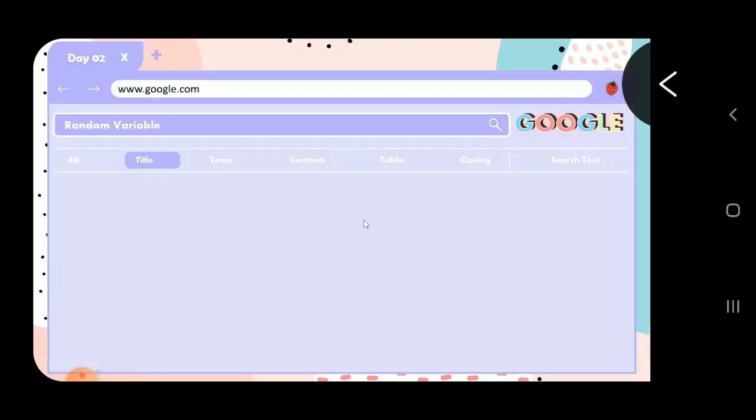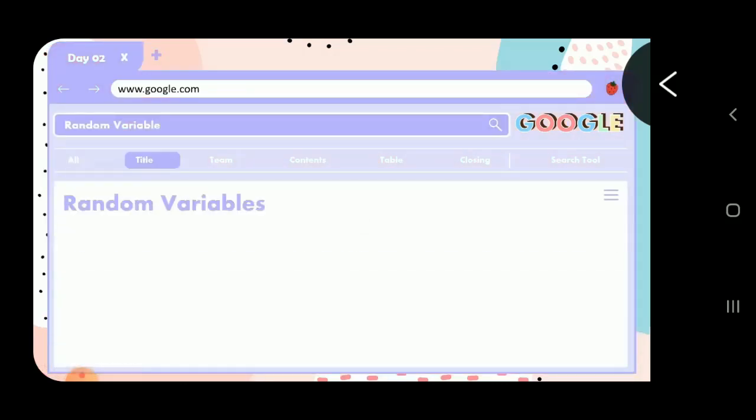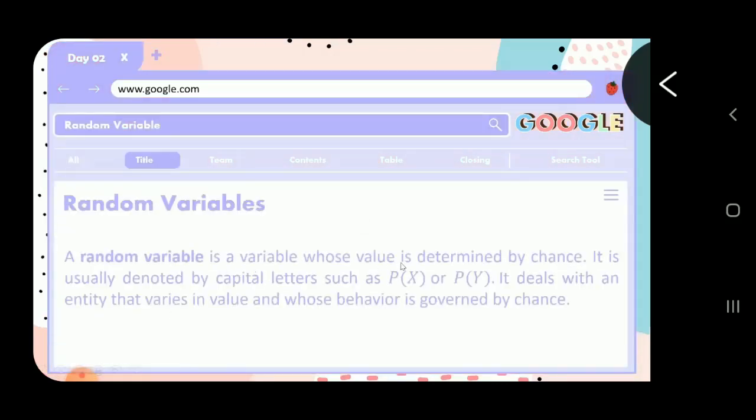A random variable is a variable whose value is determined by chance. It is usually denoted by a capital letter such as X or Y. It deals with an entity that varies in value and whose behavior is governed by chance. A random variable is a numerical value or numerical quantity that is assigned to the outcome of an experiment.